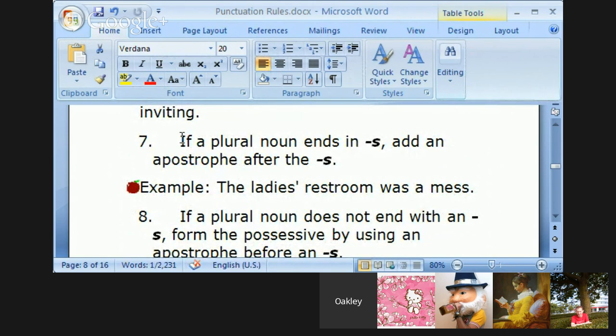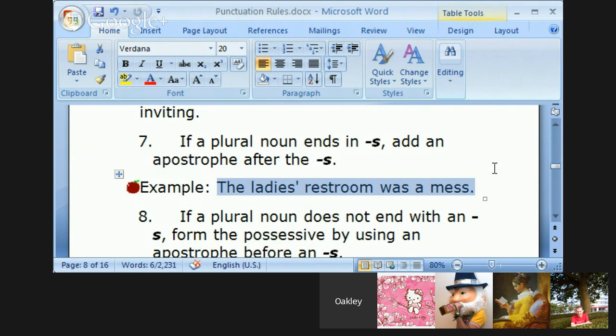Okay, now, what if you're making a possessive of an already plural word? All right, the ladies'. Actually, this is a very common pronunciation problem. Oh, okay. This is a little bit of a challenge. Aaron, now, this is what it looks like. So here's your ladies that you mentioned before, plural. We want to make it a possessive. So we add the apostrophe. How should we speak this? Ladies' restroom was a mess?